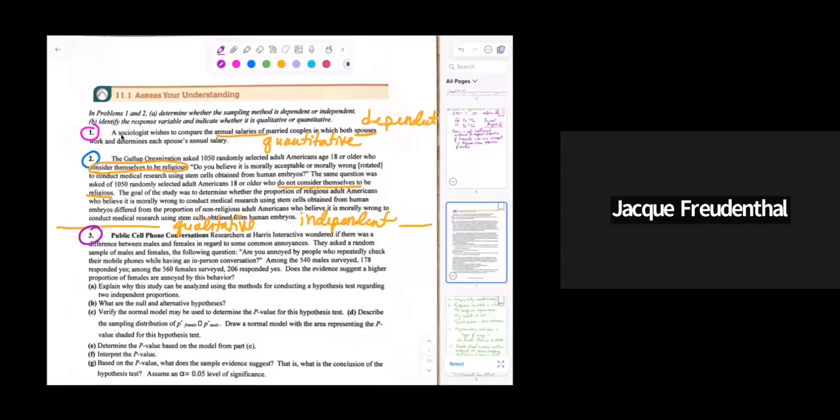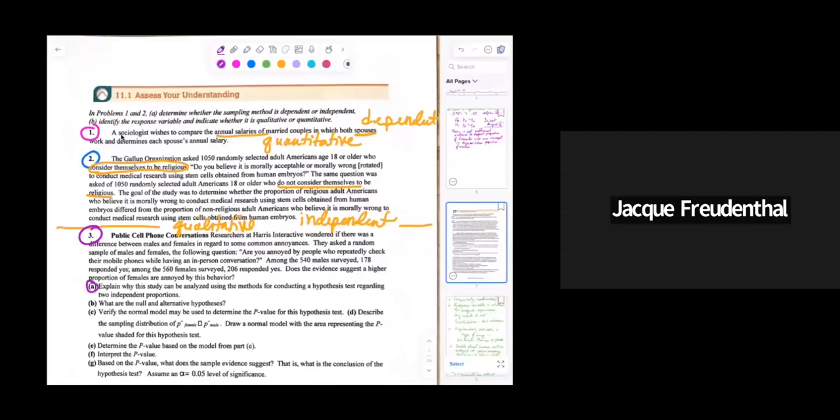Number three, I'm going to look at number three. Researchers at Harris Interactive wondered if there was a difference between males and females in regard to some common annoyances. They asked a random sample of males and females the following question. Are you annoyed by people who repeatedly check their mobile phones while having an in-person conversation? Among 540 males surveyed, 178 responded yes. Among 560 females surveyed, 206 responded yes. Does the evidence suggest a higher proportion of females are annoyed by this behavior?